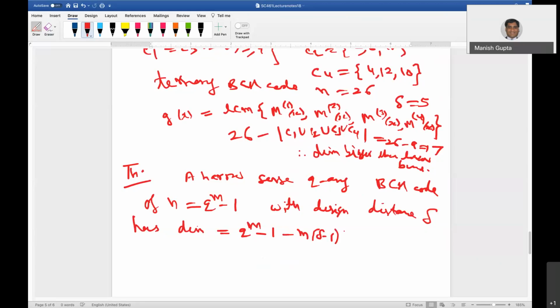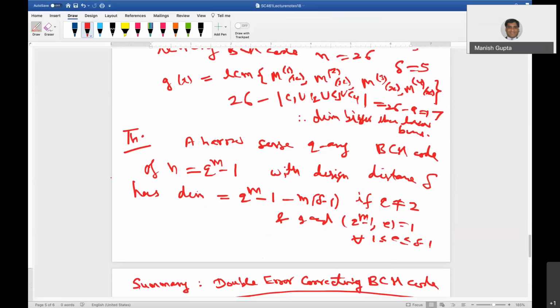So the bound is achieved if q is not equal to 2 and the GCD of q raised to m minus 1 and e is 1 for every e with 1 less than or equal to e less than or equal to delta minus 1. I think this is true because the cardinality of Ci will be exactly m, so we will be able to compute this. This is exactly equal.